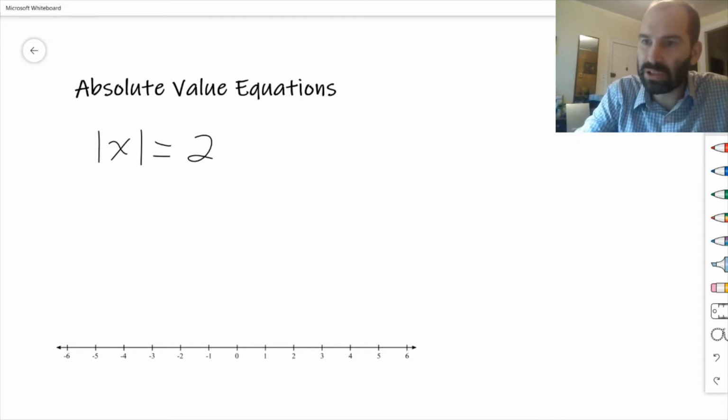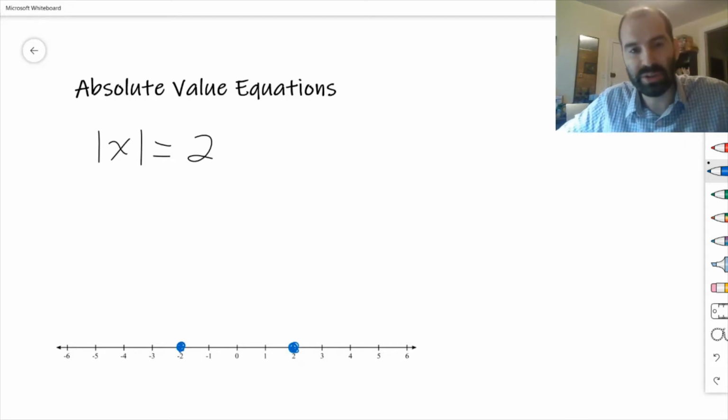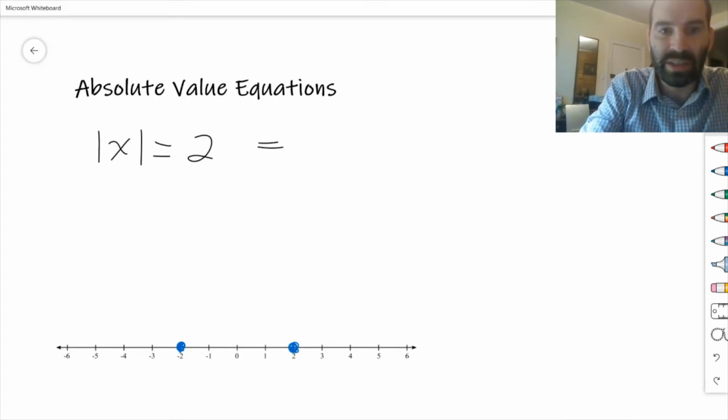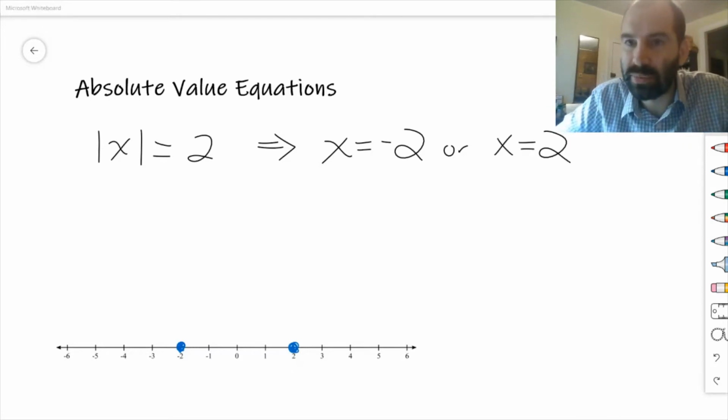So if we look down at the picture down here, we just ask ourselves, what numbers are exactly 2 units from 0? Well, if I go 2 units to the right, I get to the number 2. And if I go 2 units to the left, I get to the number -2. So both of those numbers are 2 units from 0, and so those are both my solutions. There are 2 solutions here. So x is equal to -2 or x is equal to +2. Those are my answers. Okay, so that's how we solve an equation like that.